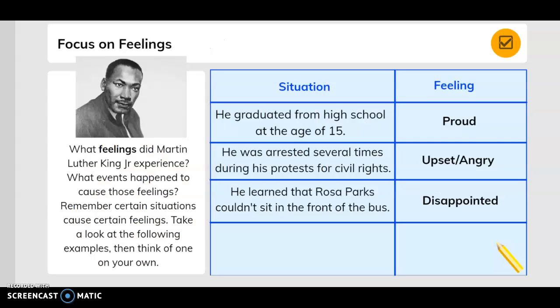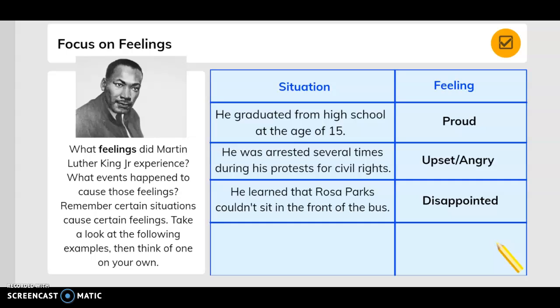Focus on feelings. What feelings did Martin Luther King Jr. experience? What events happened to cause those feelings? Remember, certain situations cause certain feelings. Take a look at the following examples and think of one on your own.